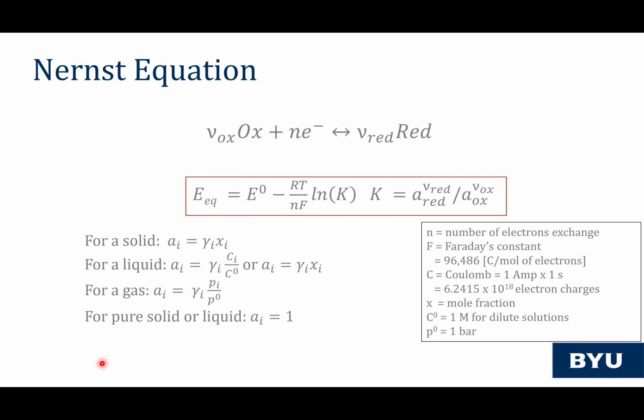So let's talk a little bit about how we can define activities now. For a solid, we say that the activity is equal to the activity coefficient multiplied by mole fraction. For a liquid, we define it as the activity coefficient multiplied by a concentration over a standard concentration. And the typical standard concentration is 1 molar. We can also do a mole fraction in liquids if we want to. For gases, we use partial pressures, and the pressure reference is 1 bar. And then if we have a pure substance, then we say that its activity is equal to 1.